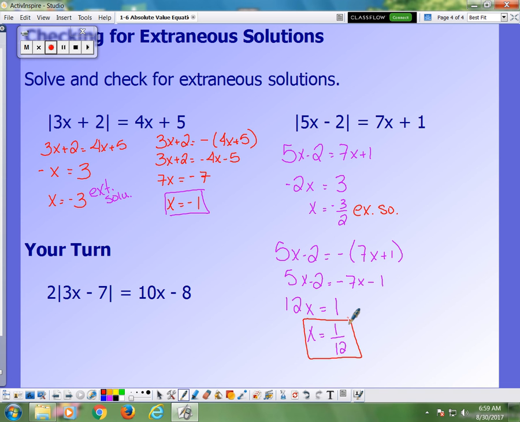Okay, really quickly on the your turn one, not that I'm going to take it all the way through, but so you know, because this 2 is sitting on the outside, I cannot start this problem until it is moved over to the right. So I need to divide everything. So I'm going to divide this side by 2, and I'm going to divide this side by 2. Which means the absolute value of 3x minus 7 equals, well, 10 divided by 2 is 5x, and 8 divided by 2 is a -4. So this, ladies and gentlemen, becomes the equation that you're working with.